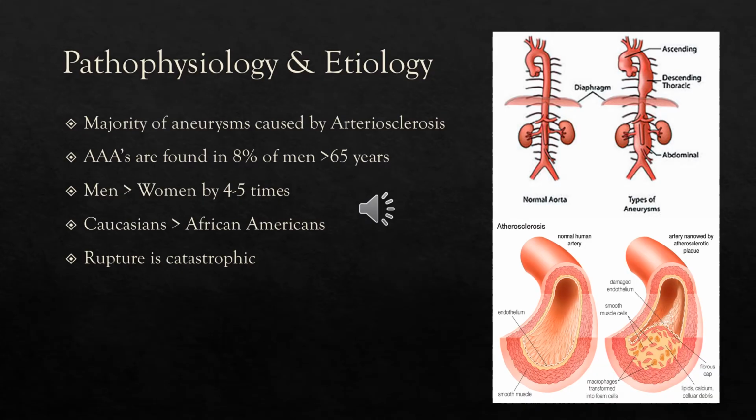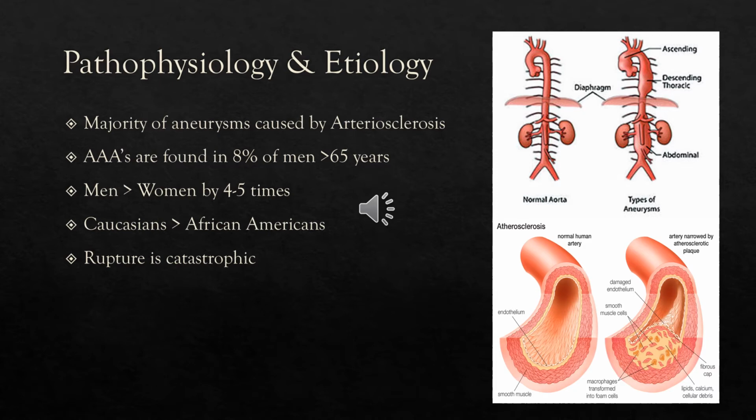The most common cause of aortic aneurysms is hardening of the arteries, which is called arteriosclerosis. Arteriosclerosis and atherosclerosis can weaken the aortic wall, and the increased pressure of the blood being pumped through the aorta causes weakness of the inner layer of the endothelium.